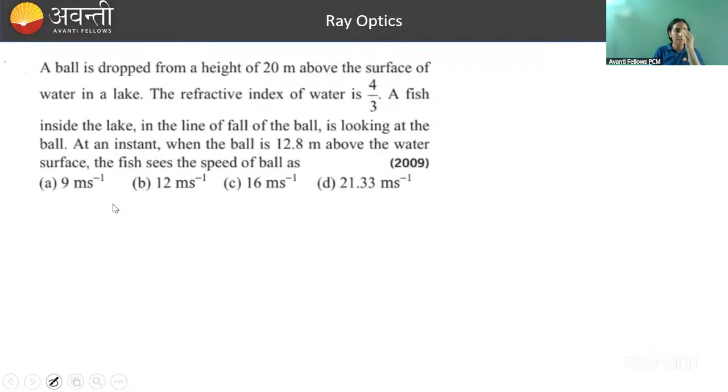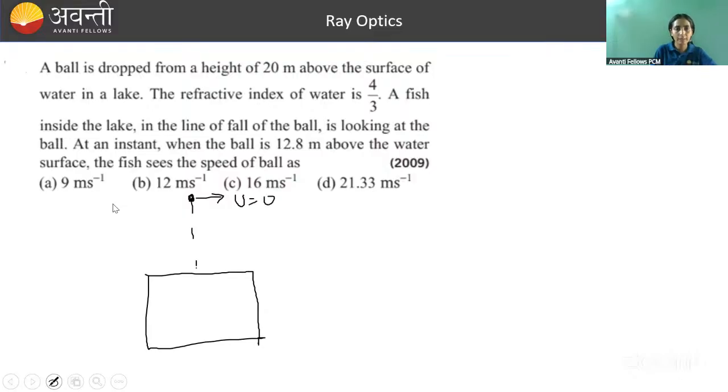So now coming back to our question, a ball is dropped from a height of 20 meters. So we are dropping a ball. Here, dropping means the initial speed is 0. And from what height are we dropping it? We are dropping it from a height of 20 meters. The refractive index of water is given as 4 by 3. A fish inside the lake in the line of fall of the ball is looking at the ball. That is, normally it is looking at an instant when the ball is at 12.8 meters. So when the ball is at this height, that is 12.8 meters above the water surface, the fish sees the speed of the ball as what?